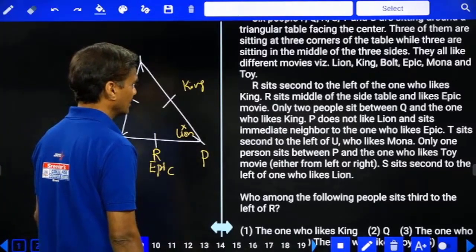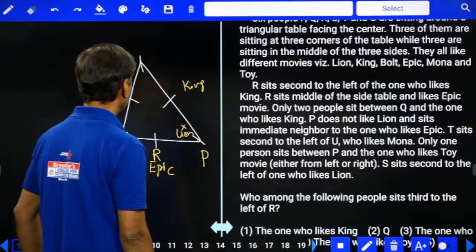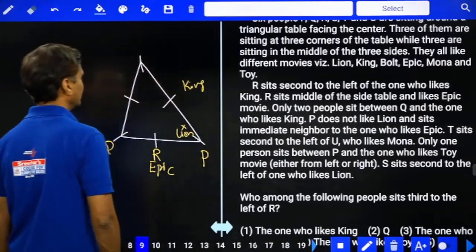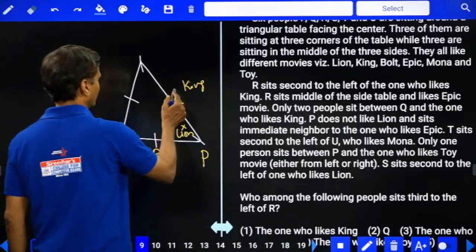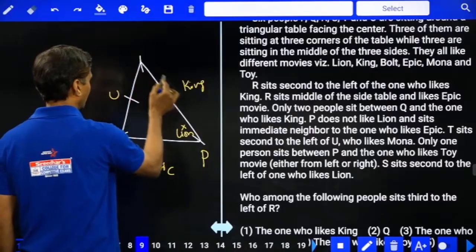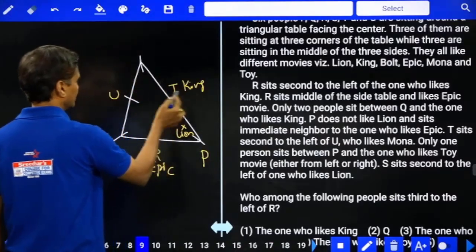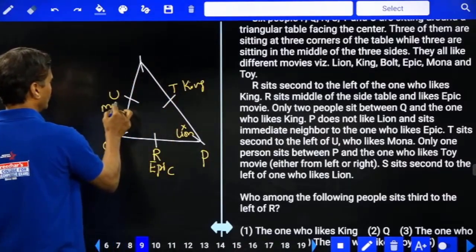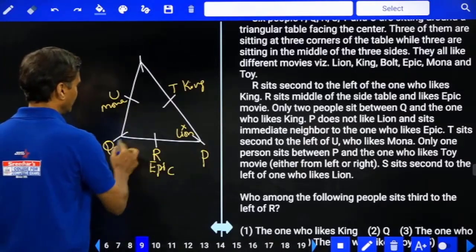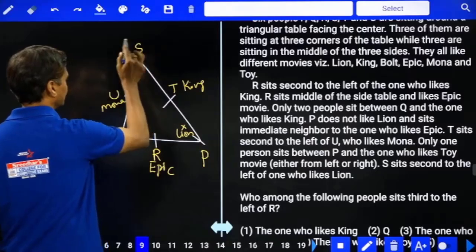T sits second to the left of U. T is seated second to the left of U, who likes Mona. U is here, 1, 2, T will be here. T is seated second to the left of U who likes Mona. Then only one more person is left, among P, Q, R, T, U. S is the person left over.